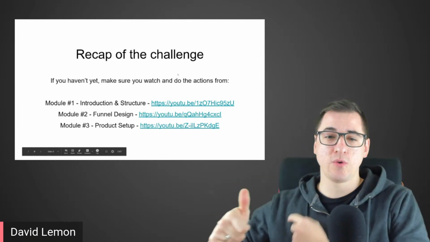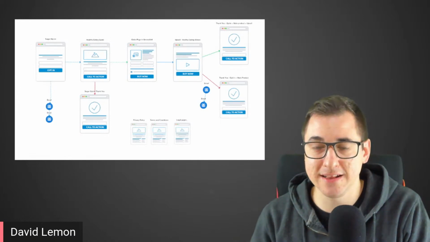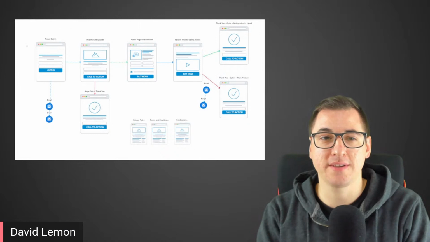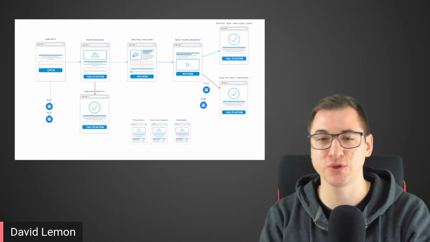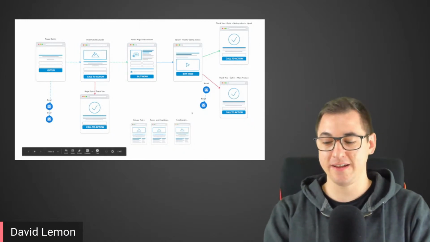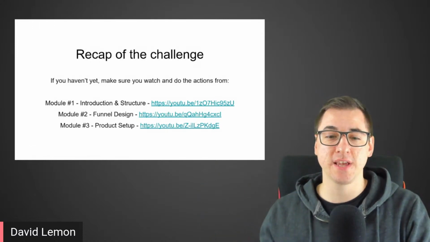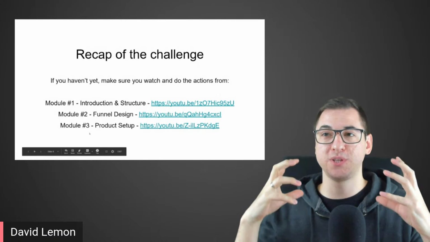So in module number 1, we went through the introduction and the structure. This is where we built out this lovely little flow which we used in order to help us navigate through what we are actually building. We built out all of these pages, we connected them together, and in module number 2, we designed those pages. In module number 3, we actually connected them together and set up the sales process.